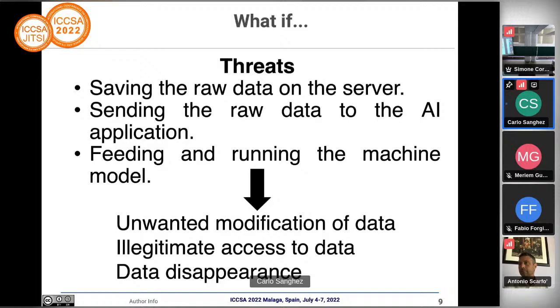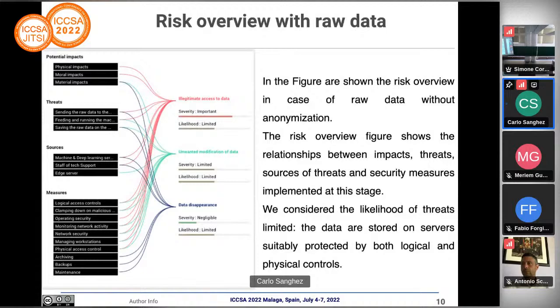In fact, it's possible to have unwanted modification of data. It's possible to have illegal access to data. It's possible to have data disappearance. So, by using the data protection impact assessment, which includes some software tools, and by editing some values in the forms of this tool, it's possible to have a sort of picture that represents the risk overview for the system.